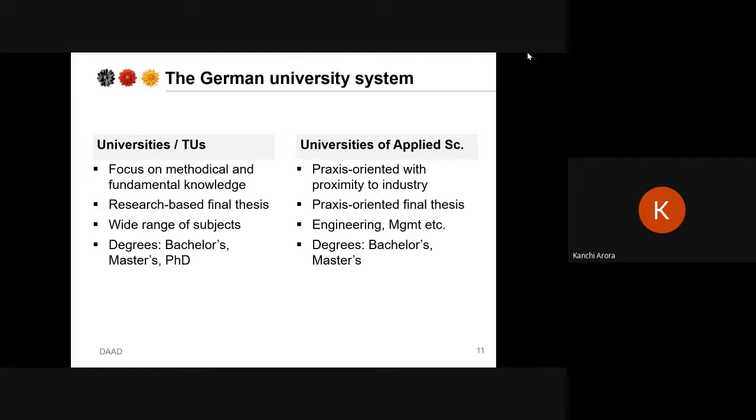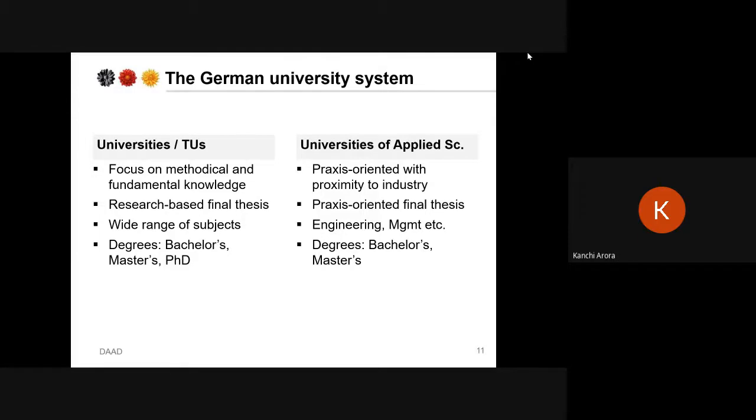The universities focus more on the fundamental knowledge and on research, and the universities of applied sciences are oriented towards the industry. So the exposure at both the places is extremely different. At the university you'd find professors, researchers, senior researchers, scientists, whereas at the university of applied sciences, you would find people who have been in the industry for a very, very long time and are also conducting research.